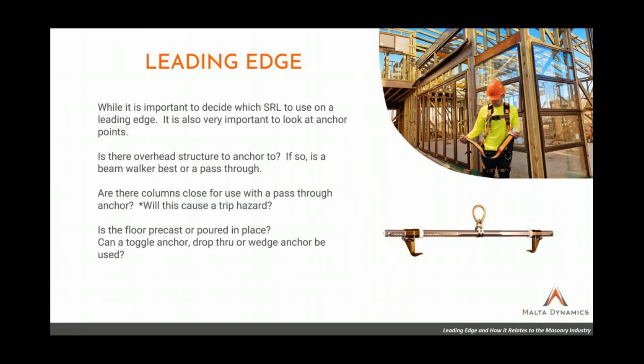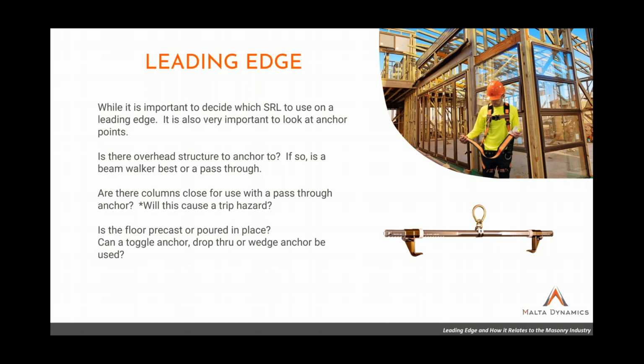While it's important to decide which SRL to use on leading edge, it's also critical to look at the anchor that you're using. Is there an overhead structure to anchor to? That should always be the very first question. If so, use a cross-arm strap, a beam walker, or a slider, something to attach so that we get an overhead anchor. Are there columns behind you, or above you in some cases, where you can put two cross-arm straps and run a horizontal lifeline behind you, and you can put a guy in restraint? Although if you do that, you've got to be very careful not to create trip hazards. You know, replace one hazard with another.